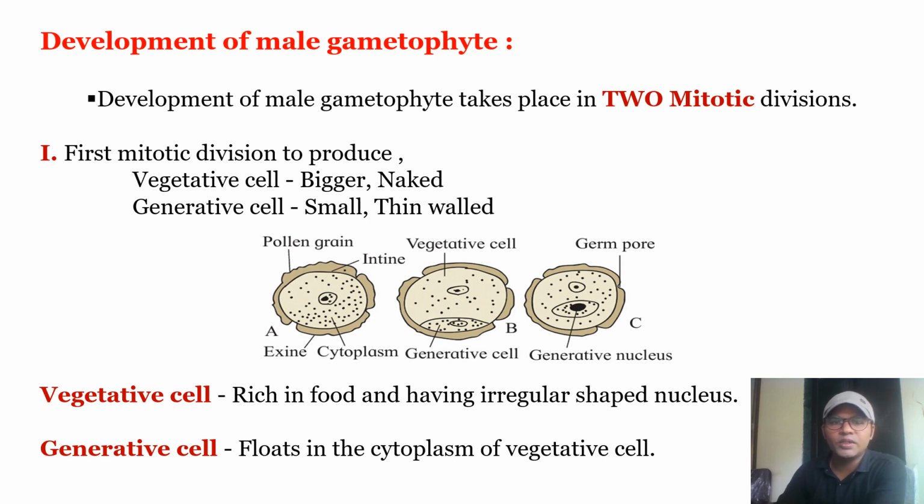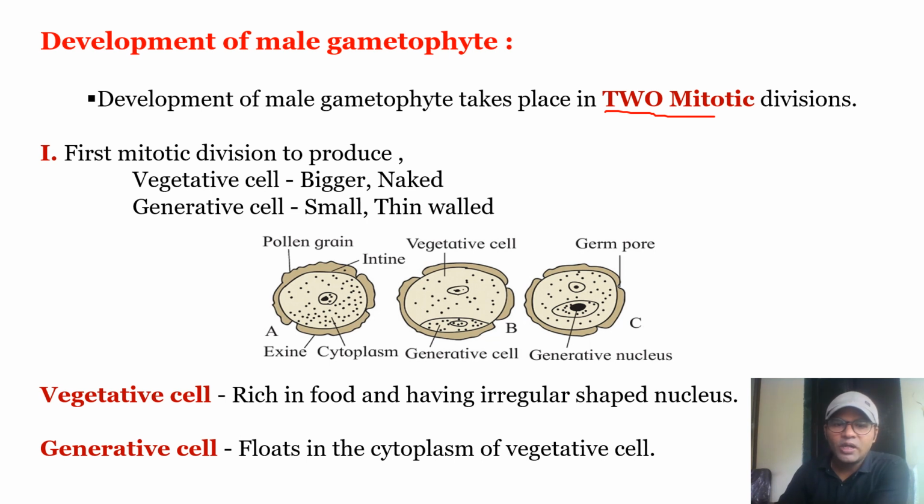So the next point is nothing but development of male gametophyte. How male gametophyte is produced? Let us see. Male gametophyte is produced from pollen grain itself. Okay. So first of all, these pollen grain will undergo one mitotic division, and again it is followed by second mitotic division. So there will be two mitotic divisions.